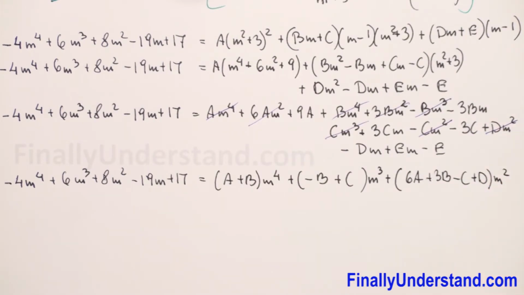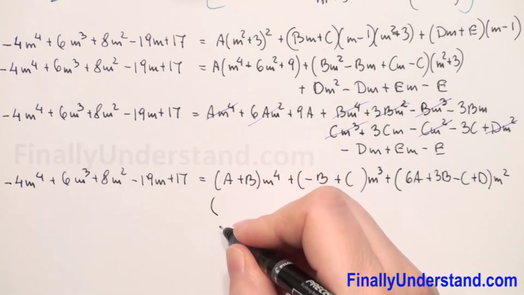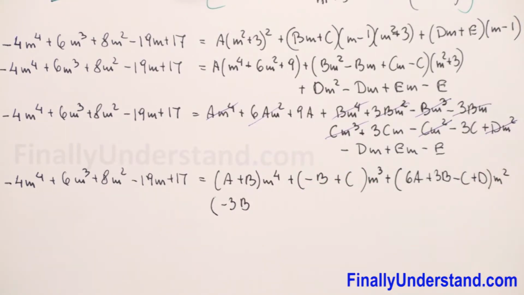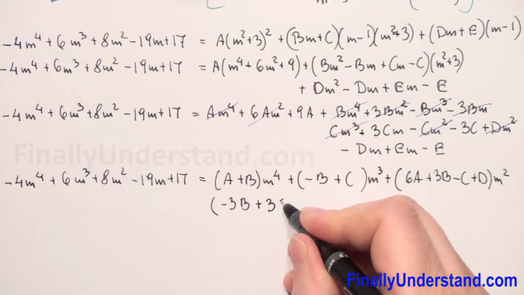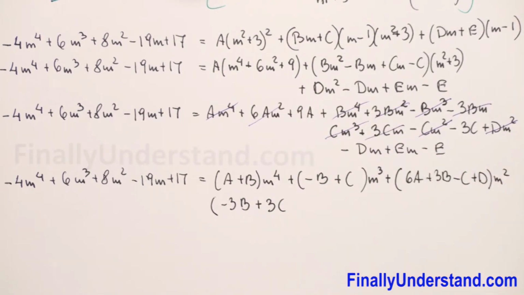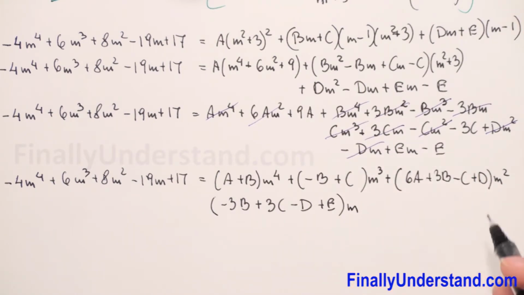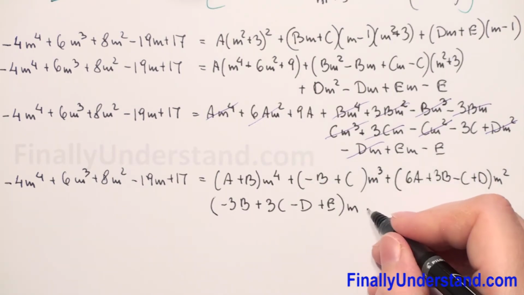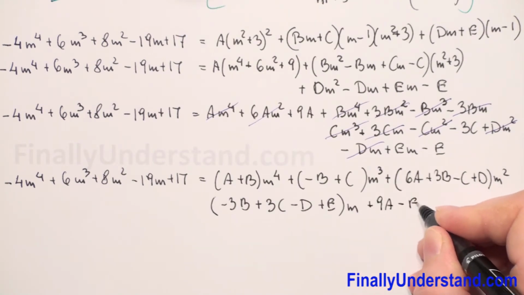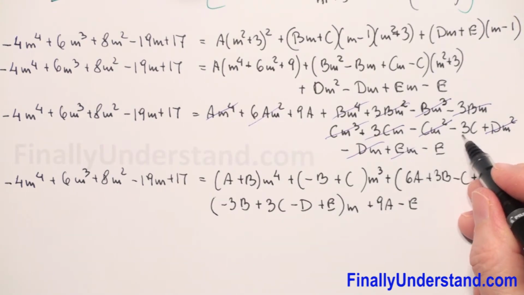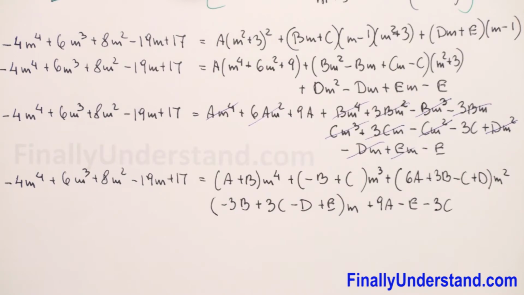Next we have expressions with n, so it will be negative 3b plus 3c, and we have negative d and positive e times n, and we have constants plus 9a minus e. Thus we write this. And of course we have here negative 3c.